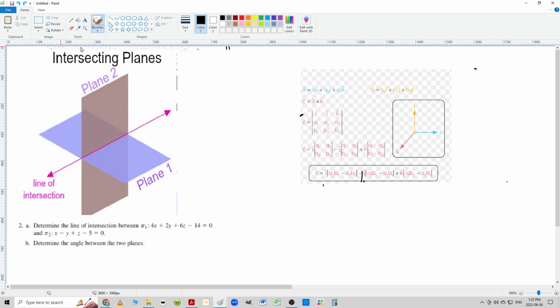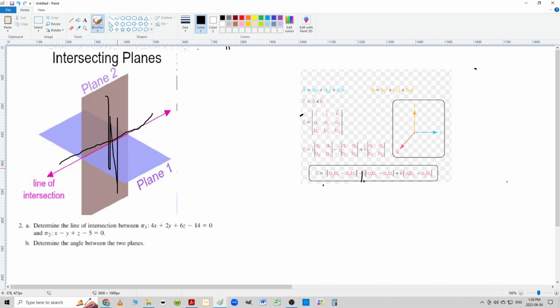First off, let's understand a little bit about planes. Here's two planes. Just as two lines only cross at one point, two planes only cross at one line. That's the only line where these two planes cross. It has a formula.